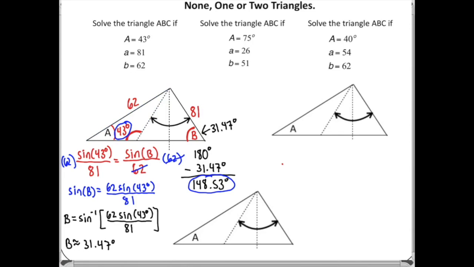And so therefore, there is only going to be one triangle, like this guy right here, okay? So it's only going to have one solution, and for right now, we just say that angle B is going to equal 31.47 degrees, and that's it. There's no other possible solution for angle B, okay? So let's take a look at what happens for a different scenario.